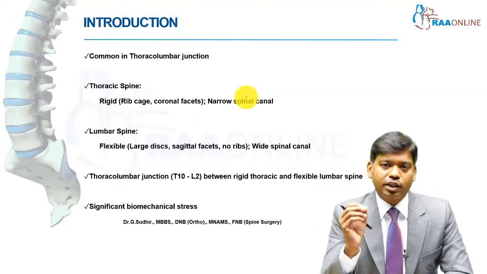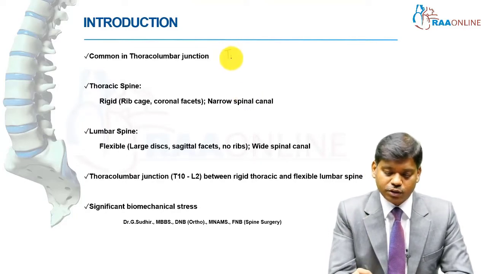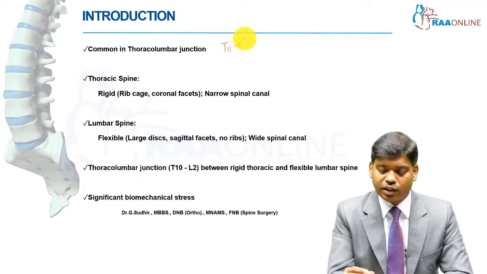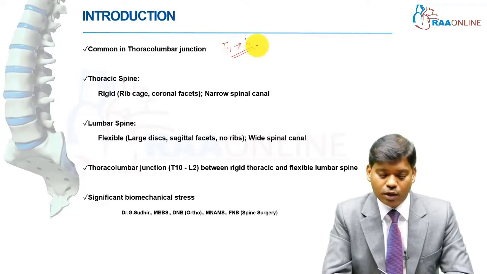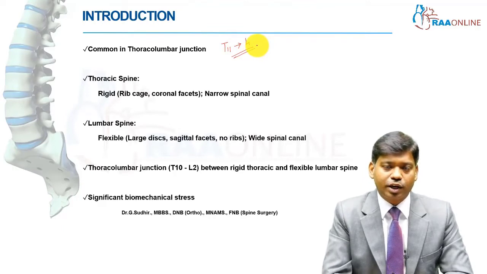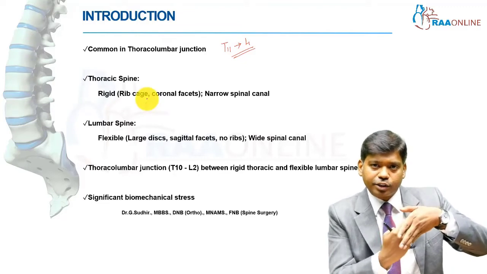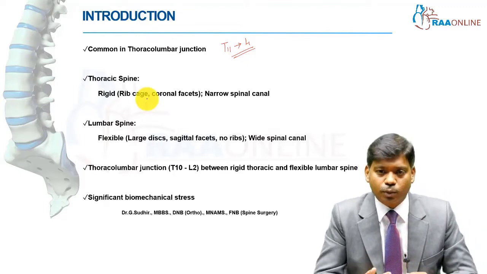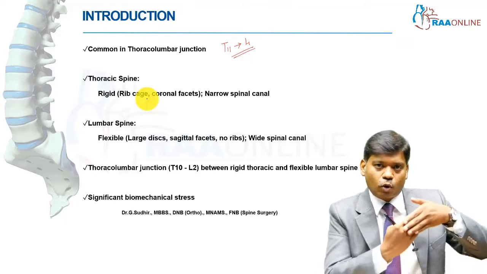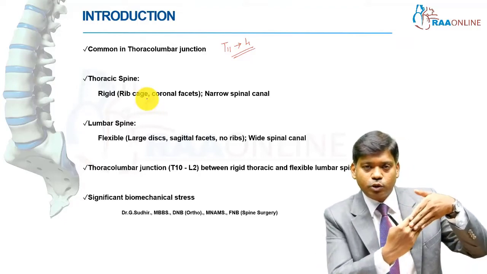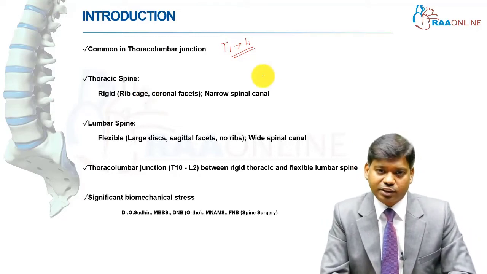So why are these fractures common in the thoracolumbar junction? The thoracolumbar junction is technically defined as the area between T11 to L1. Why is it very common? Because the thoracic spine is usually rigid because of the presence of a rib cage and the coronal orientation of the facet joints. We discussed the orientation of facet joints in the anatomy of spine module. The coronal orientation will be seen in the thoracic spine, and the spinal canal is relatively narrow in the thoracic spine.